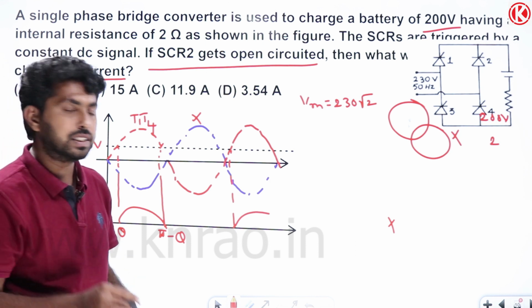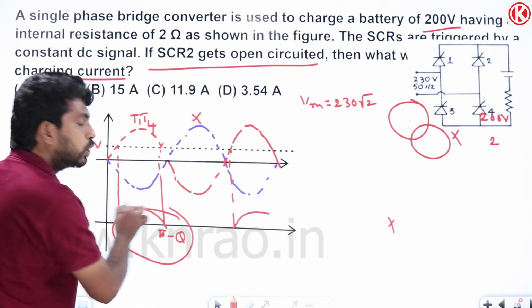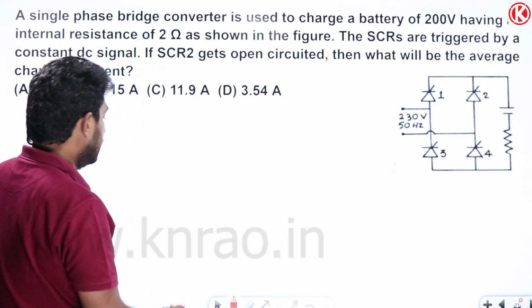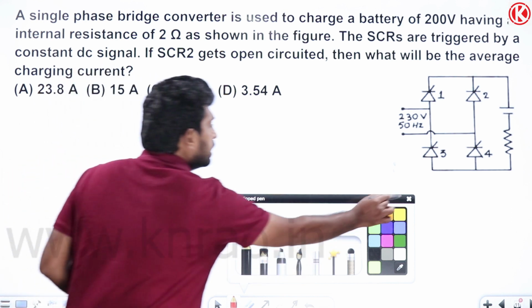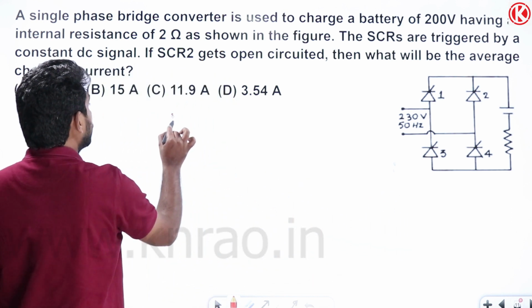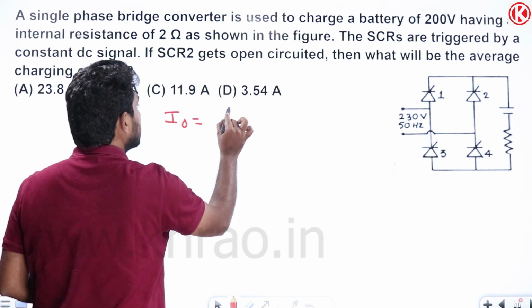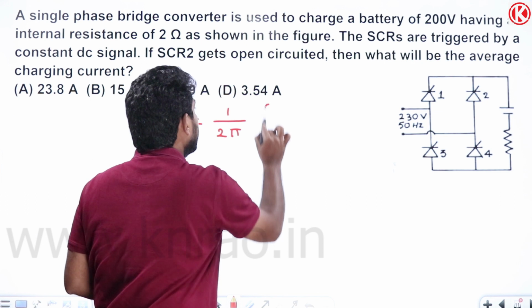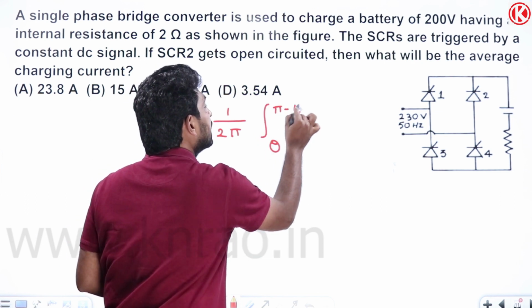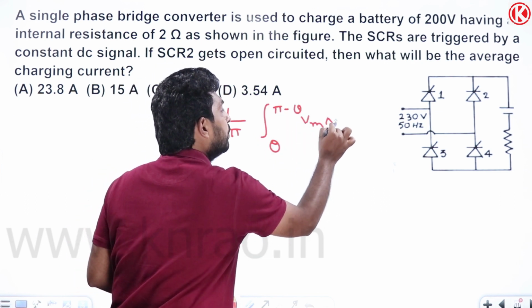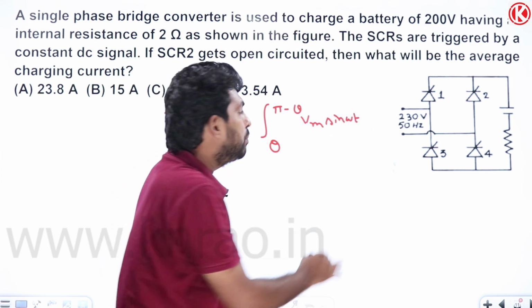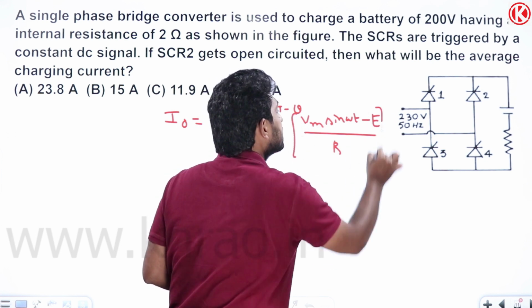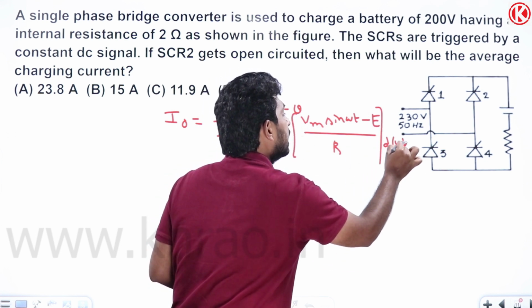For finding the average current, we need to integrate between theta and pi minus theta. So I need to take theta to pi minus theta as the limit. The duration we should take is 2 pi. So 1 by 2 pi, theta to pi minus theta, Vm sin omega t minus E by R into d omega t. So the I naught instantaneous value is Vm sin omega t minus E by R.